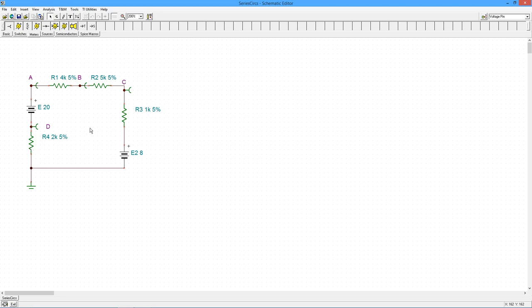Now let's think about some other kinds of voltages, like what is VCD, right? What's C to D? Or what's A to C, and so forth.